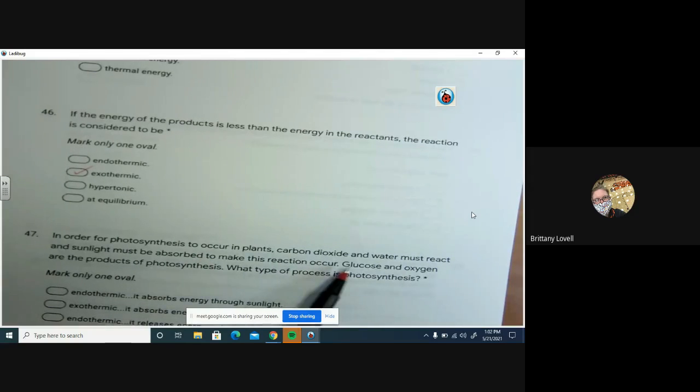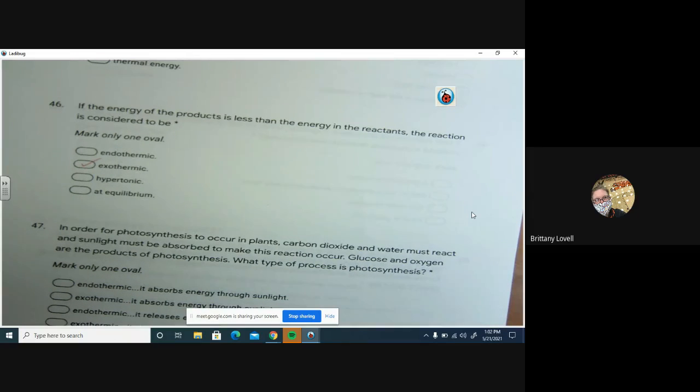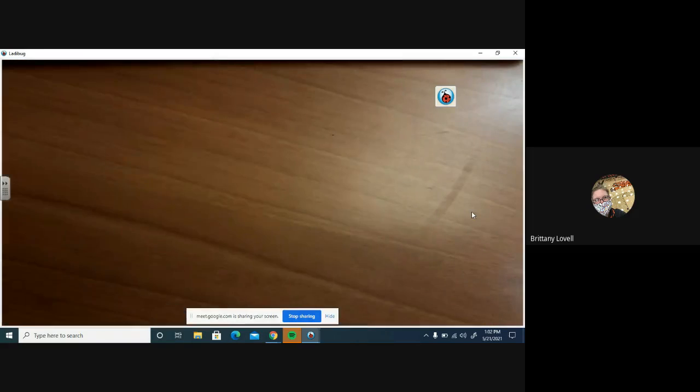Number 47 is going to be, in order for photosynthesis to occur, carbon dioxide and water must react and sunlight must be absorbed. Glucose and oxygen are products. What type of process is photosynthesis? Okay, if energy has to go into the reaction, it's got to be endothermic. But they've got two choices here. And photosynthesis absorbs energy through sunlight. That's true. So the best choice is letter A there. So 47 is endothermic, letter A, or first choice.